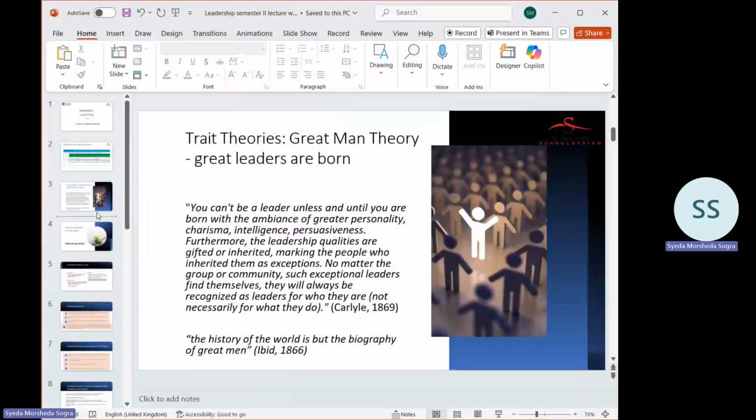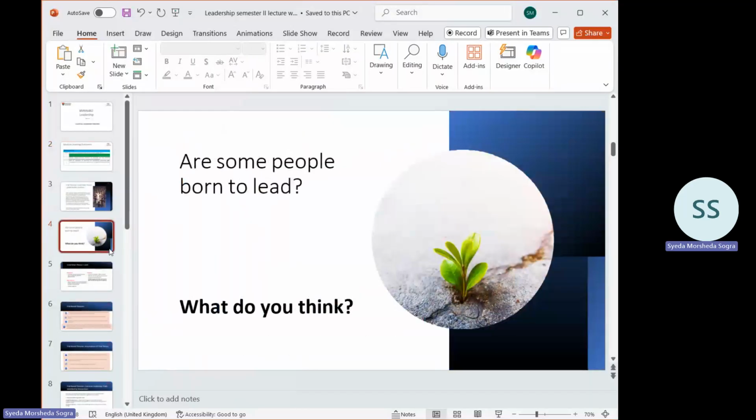So moving to trait theory, this is one of the early ideas of leadership studies, and it developed from the great man theory. Thomas Carlyle, back in the 1800s, argued that the history of the world is but the biography of great men. This theory suggests that leaders are born and not made, and they possess innate qualities like charisma, intelligence, and confidence that set them apart. For example, historical figures like Winston Churchill or Napoleon were seen as natural leaders who rose to power through their inheritance and greatness.